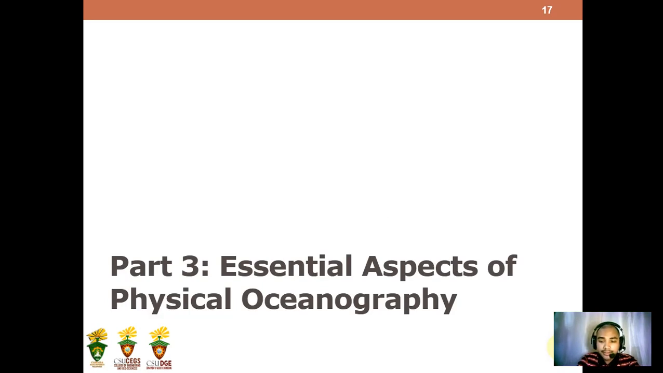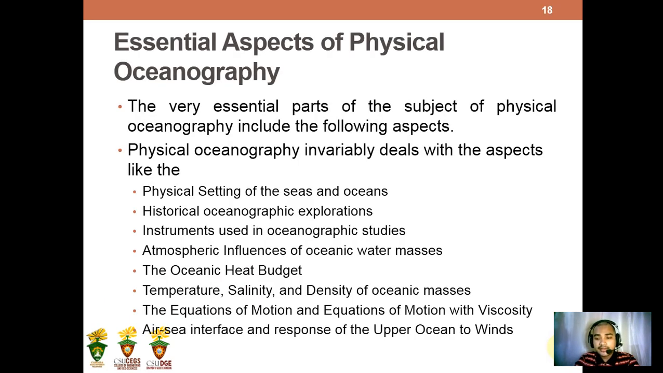So let's go now to part 3 of this material, which is all about the essential aspects of physical oceanography. Listed here are the aspects that need to be considered when studying physical oceanography. So these fields are being studied by the oceanographers when it comes to the physical aspect. First is the physical setting of the seas and oceans. The other one is the historical oceanographic explorations.